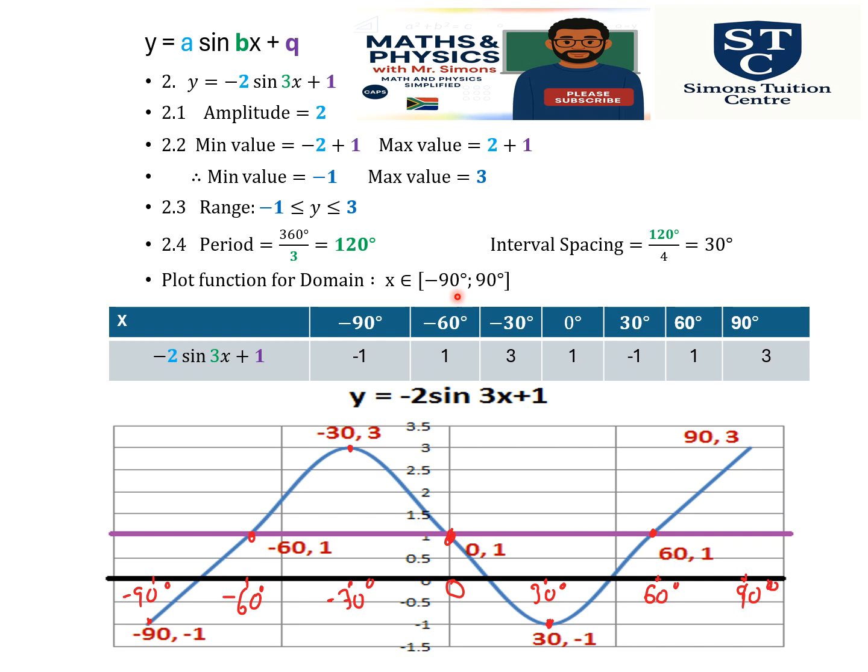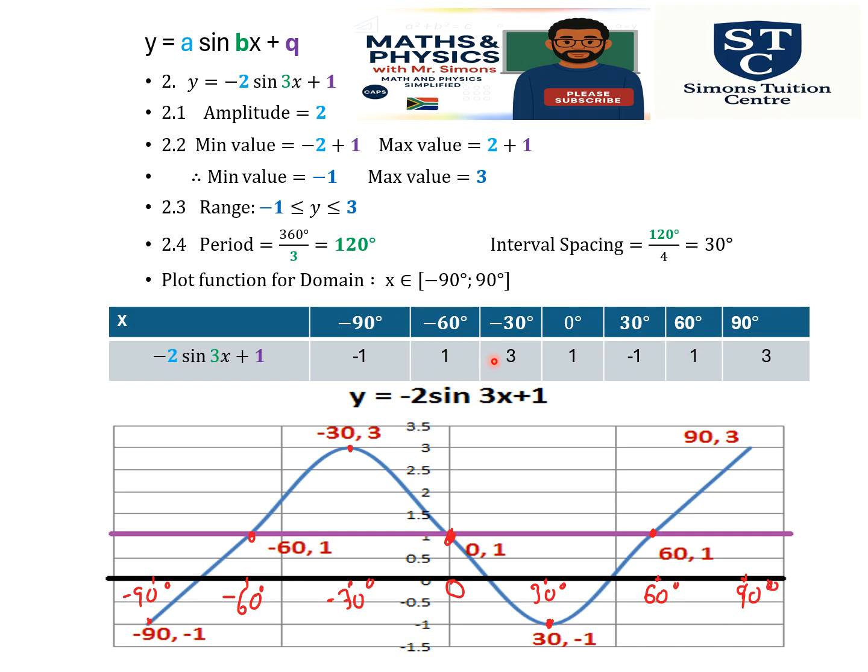We plot the function between minus 90 and 90. Again on a calculator, sine of 0 is 0, so therefore plus 1. For 30, 3 times 30 is 90, and sine of 90 is 1. 1 times negative 2 is negative 2, plus 1 would then give me negative 1. If I put 60, 3 times 60 gives me 180, and sine of 180 is 0. So that whole part becomes 0, and I'm left with plus 1. I hope you follow.